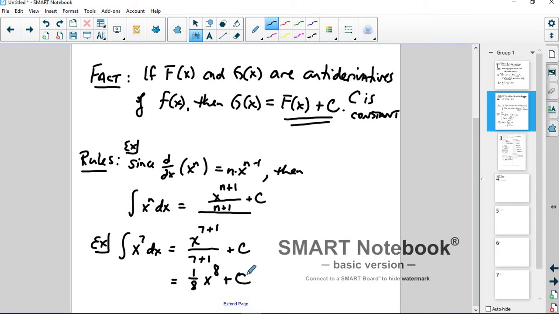And here's one of the coolest things about all these antiderivative rules. You can always check yourself. You don't have to, but you can always check yourself. How do I check myself? I take the derivative. What's the derivative of 1/8 x to the 8th plus c? Well, bring down the 8. 8 times 1/8 is x to the 7th plus 0. If you get what you started with, it checks out.